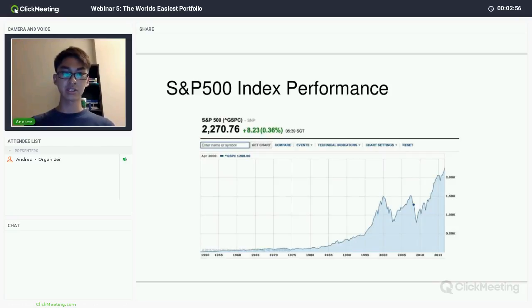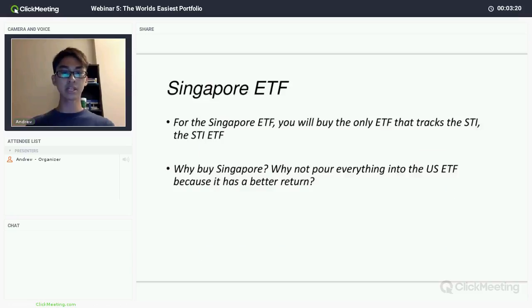And as mentioned in the previous example of how $1,000 can grow to almost $5 million in 90 years if you are invested in the S&P 500, this is the graph that illustrates the exponential growth that this index has, and the power and resilience of the US economy to grow throughout time, no matter the obstacles it has faced in different years. The third thing that you will buy is the Singapore-based ETF.